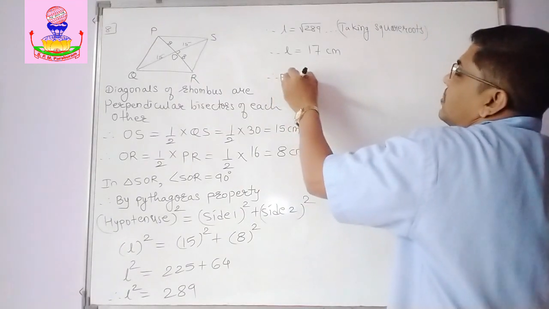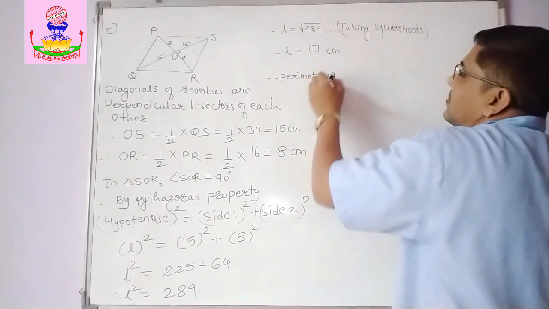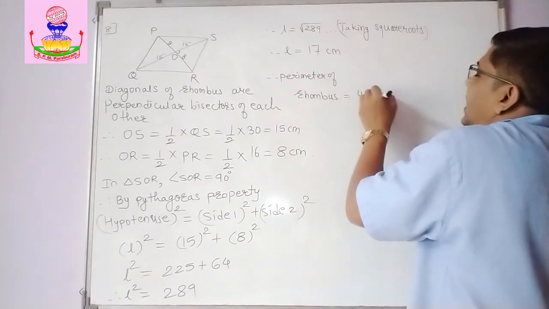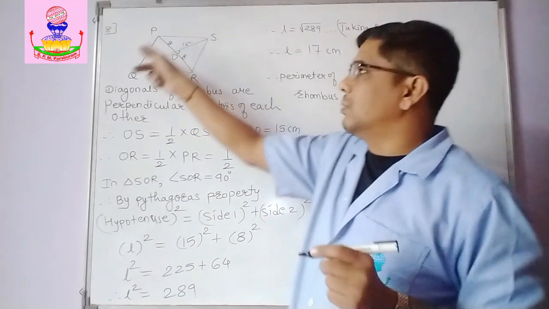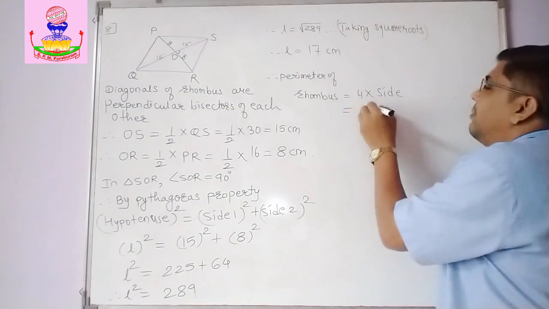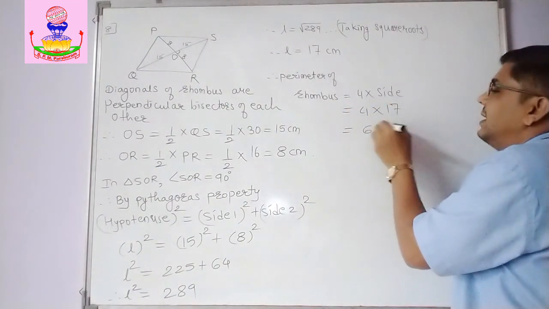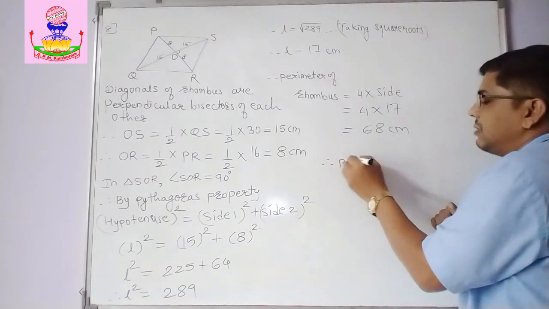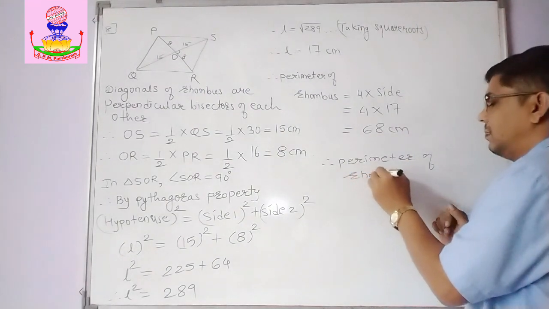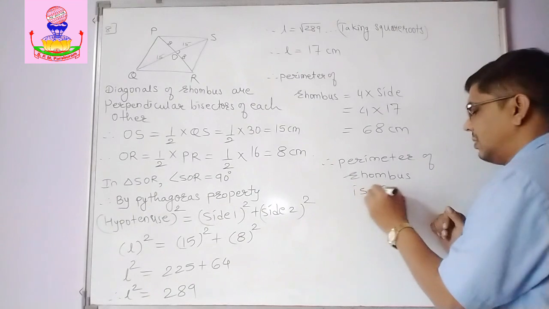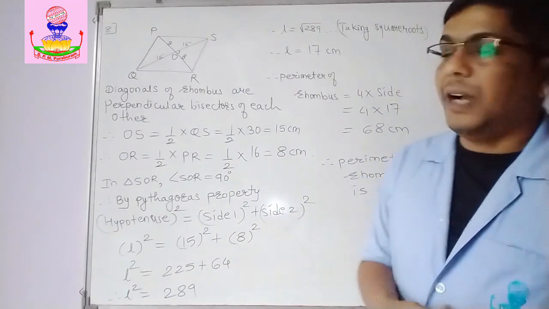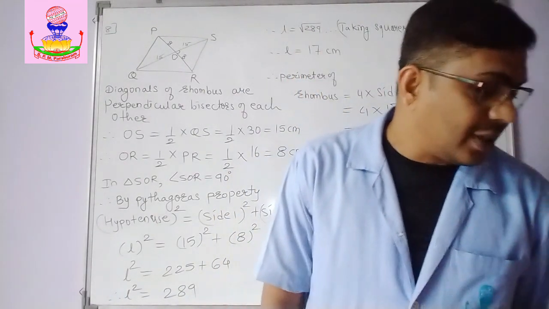Can I now find perimeter? Yes. Therefore, perimeter of rhombus, what it is? That is equal to 4 into side. Now why 4 into side? Because all sides are equal. All sides are equal for rhombus. That is another property. So 4 into 17, and 17 4s are 68 centimeter. Therefore, perimeter of rhombus is 68 centimeters. Okay. So exercise 6.5 is completed here.